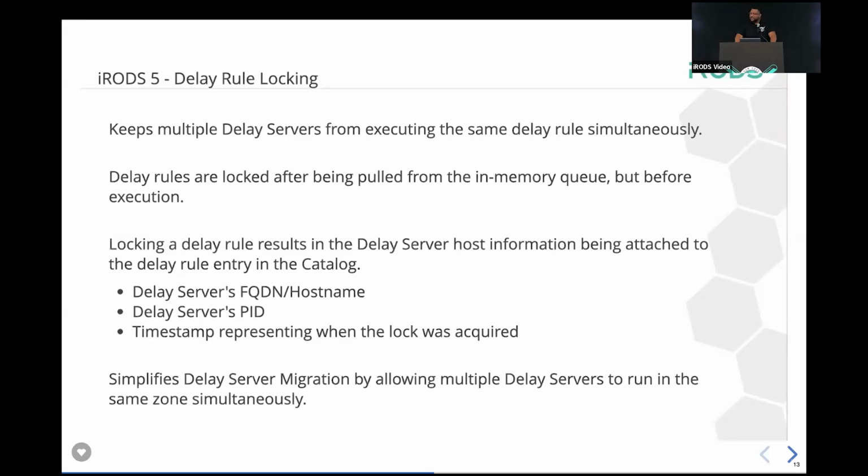So what this does is it basically pins right before execution of a delay rule. The delay server will check to see, hey, is this rule claimed or locked? If it is not locked, then we immediately lock that rule by attaching a bit of information, such as the host name, the delay server's PID, as well as a timestamp indicating when that rule was locked. And what this opens up is the ability for us to one day make it possible for there to be multiple delay servers run within the same zone.